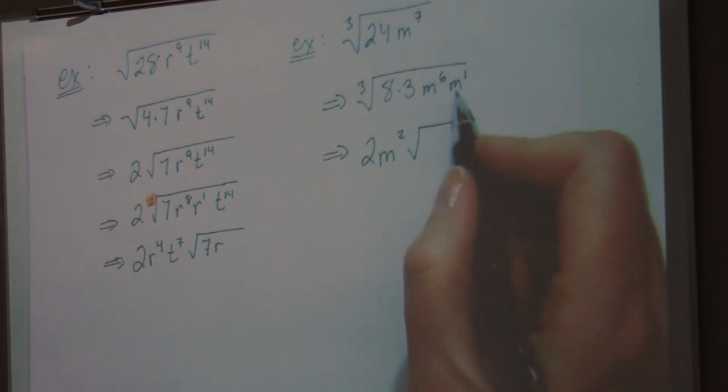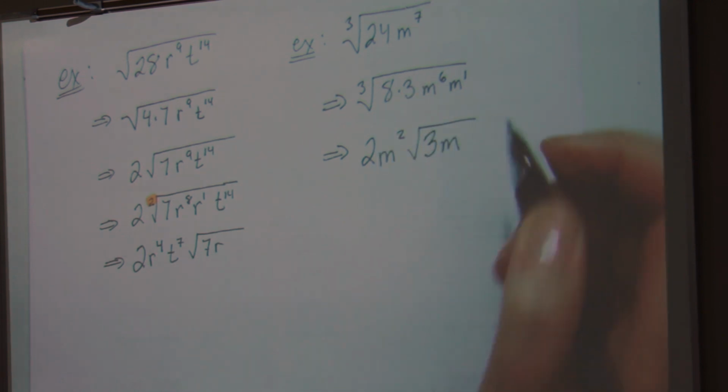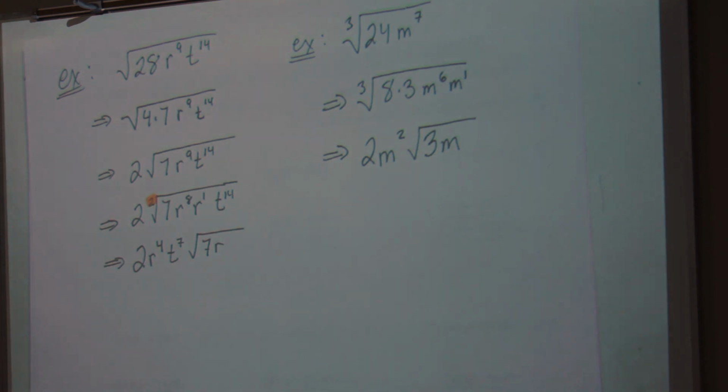Now what do I have left over? The 8 came out. I'm just left with 3m, right? I don't need a power of 1 because it's understood. No, I did that a long way. And I forgot one important thing. Did you see it?